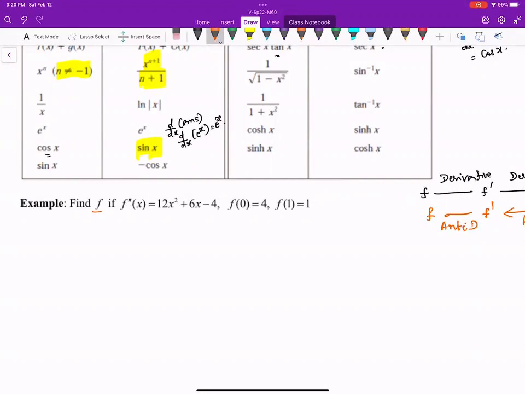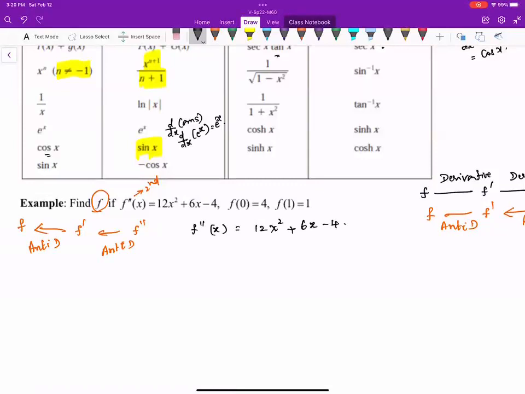So the question is, what is f given the second derivative? We are going backwards. From f double prime, if you do the antiderivative, you are going to get f prime, then from f prime to f, again you do the antiderivative. All right, let's start with f double prime, which is 12x squared plus 6x minus 4.